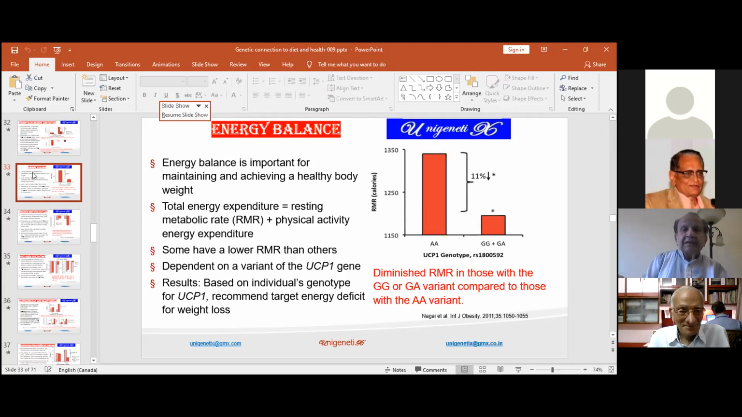Energy balance. I feel good. I feel energetic. That feeling of being energetic is again dependent on the UCP1 gene. And you can see the difference between AA and GG plus G or GA variant. AA gives you a better feeling of energy balance than GG or GA.